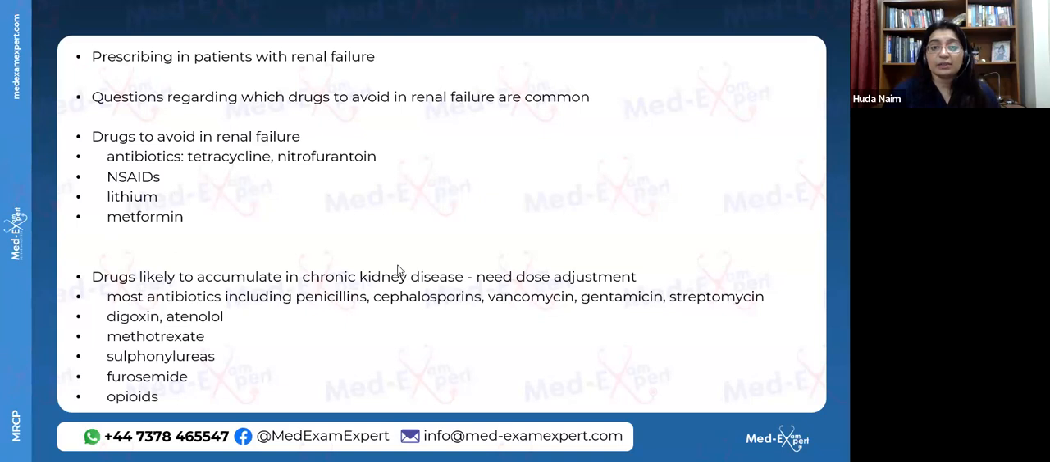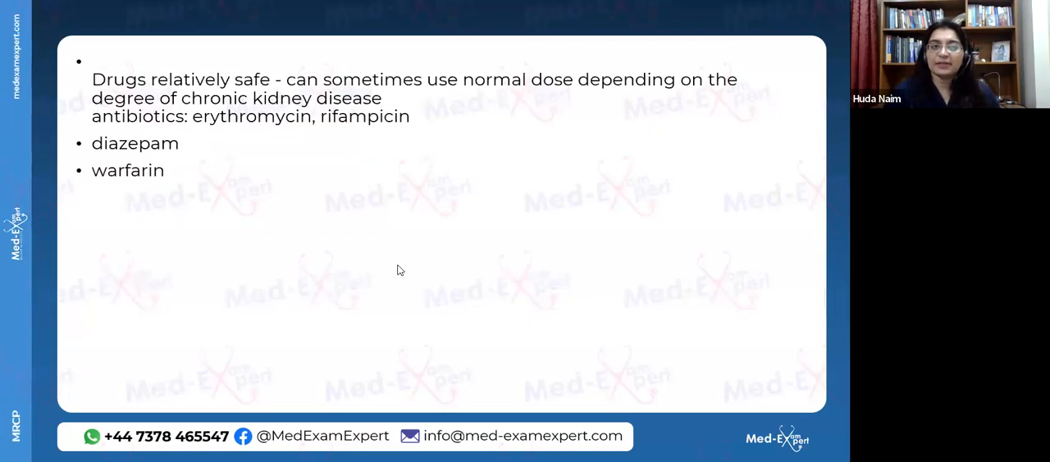So very, very commonly asked on the exam, which drugs should be avoided in renal failure, which drugs need dose adjustment. So the ones that you're supposed to stop altogether include tetracycline, nitrofurantoin, NSAIDs, lithium, metformin, all of them are to be avoided. And the drugs that you need to adjust the doses would be cephalosporins, vancomycin, gentamicin, methotrexate, sulfonylureas. But in renal failure, you have to stop all of these. Okay. And the ones which you can use safely would be erythromycin, rifampicin, diazepam, warfarin. You can use all of these. Okay.